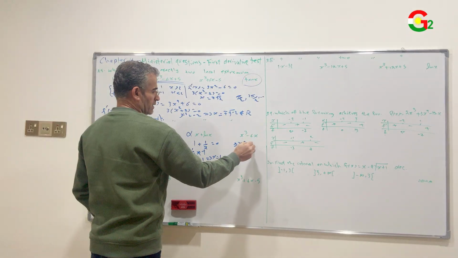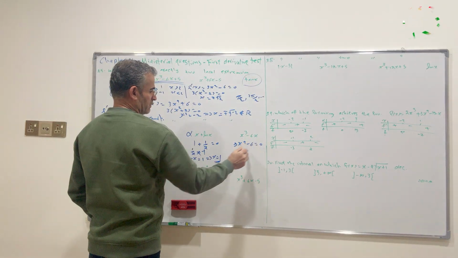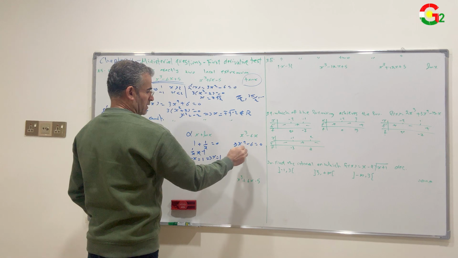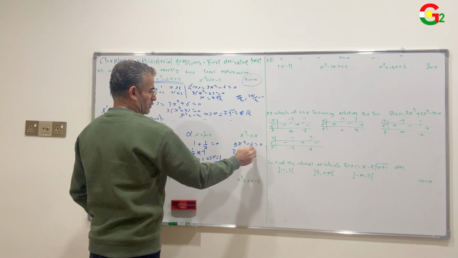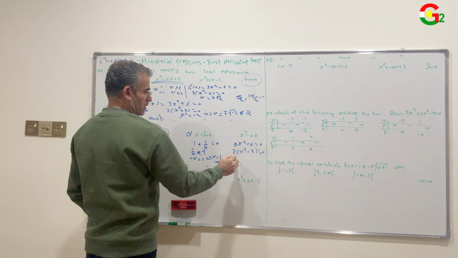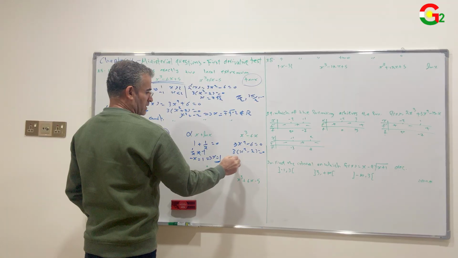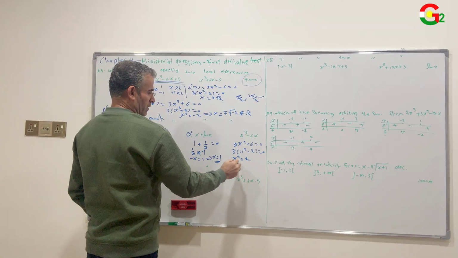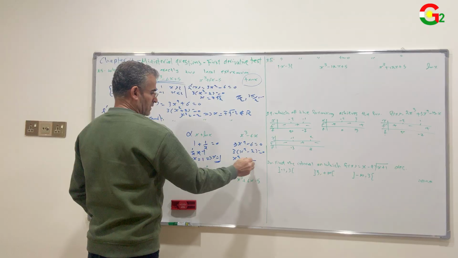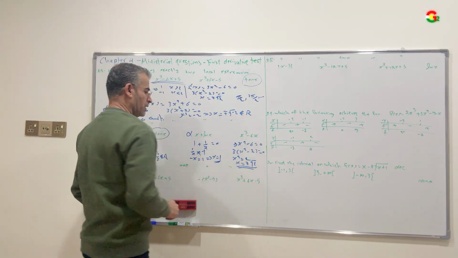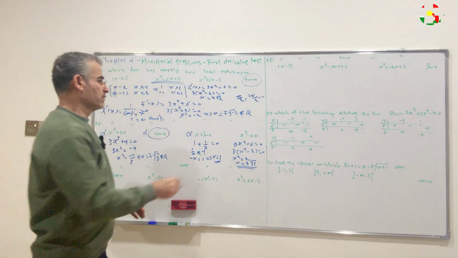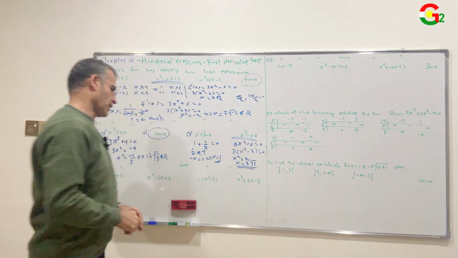3x² minus 6 is the derivative of this function. Factorize by 3: x² minus 2 equals 0. Then x² equals 2. Then x equals plus or minus the square root of 2. There are 2 local extrema for this function. Therefore, it is the right choice.